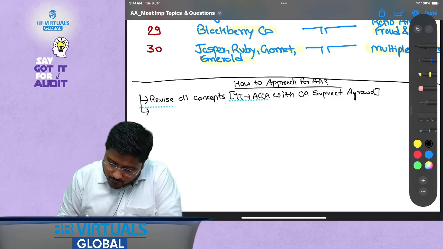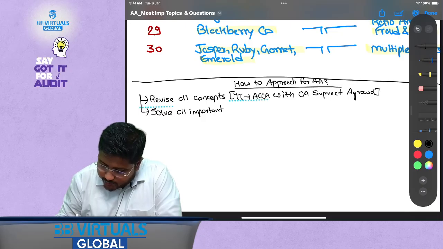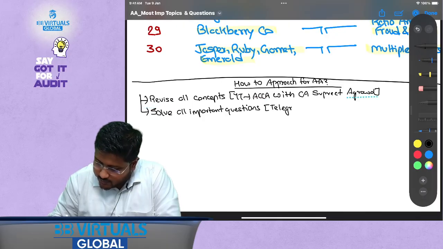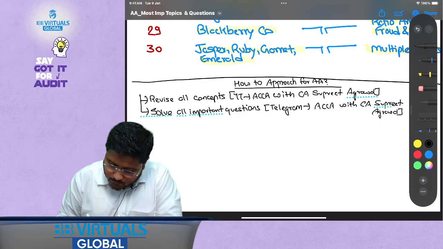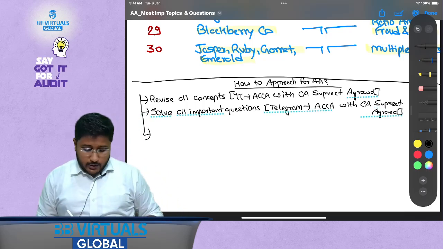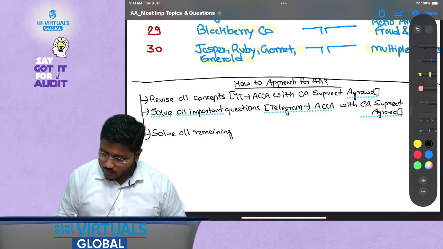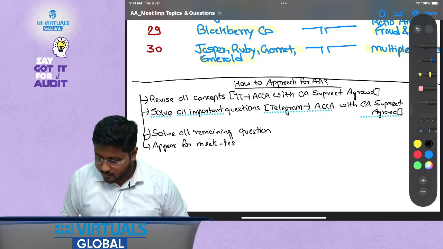Then you should solve all important questions that we have discussed. The list, this particular file, would be available on my Telegram channel, which is again ACCA with CA Supreet Agrawal. Now third thing, if you are able to do it, it's good. Then you should solve all remaining questions. Then you should appear for mock test, and revise.